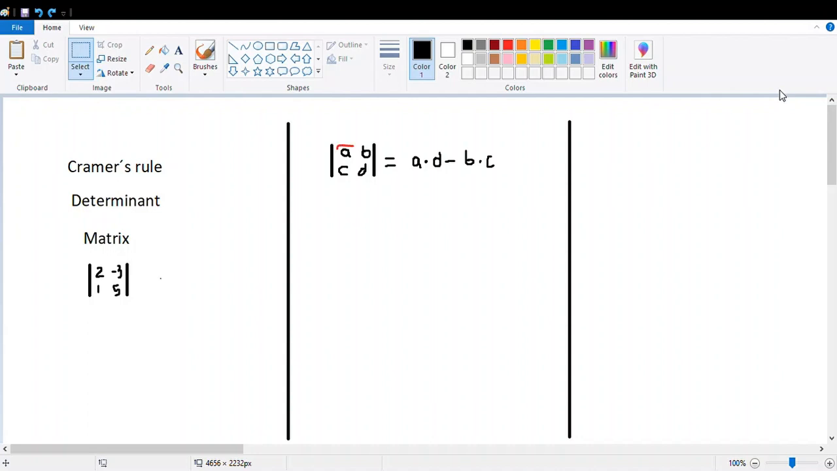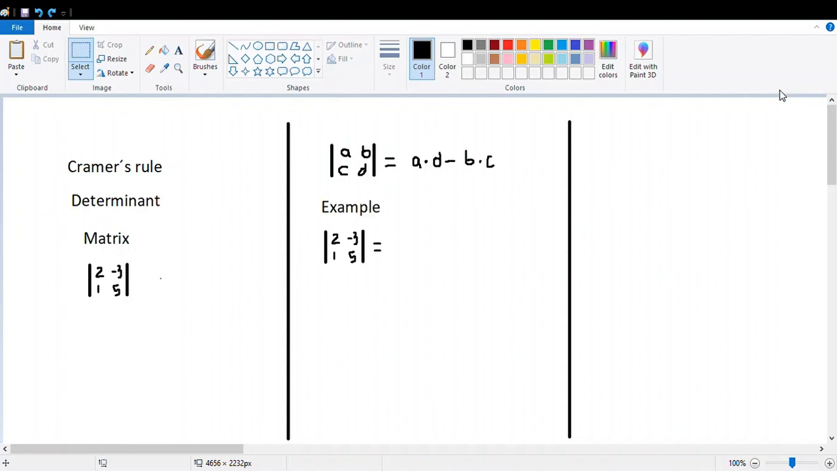The first diagonal, or the main diagonal, is A and D. Then we have to multiply A and D. And then we have to subtract, it's always subtract, the second diagonal. And the second diagonal is B and C. Then to evaluate the determinant of any matrix, we subtract the multiplication of the diagonals. Okay, I'm going to provide an example, of course.